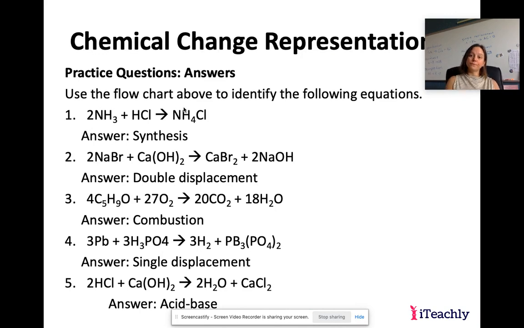So how'd you do? I hope you have a good understanding of what the different types of reactions are after this, and also the whole idea of conservation of matter and how we can balance these reactions as well.